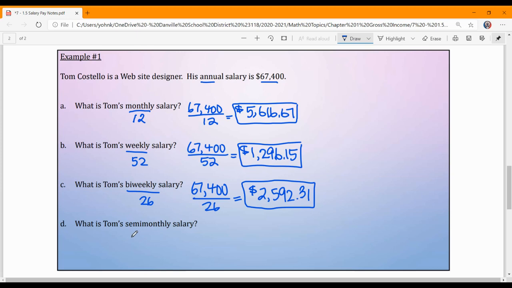And finally, D, what is Tom's semi-monthly salary? Semi-monthly is 24 times. So I'll go back to the annual salary, 67,400, and this time divide by 24. This will give me a semi-monthly salary of $2,808.33. Okay? Very good.